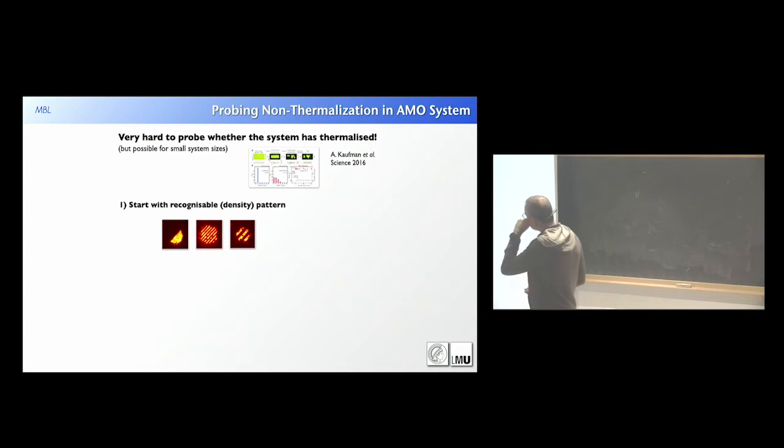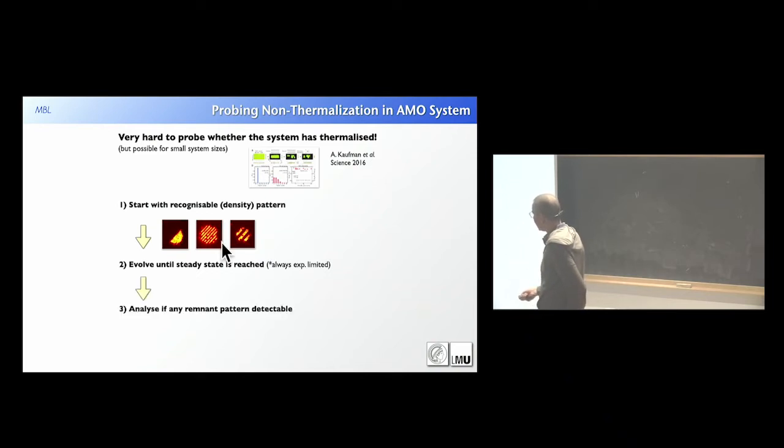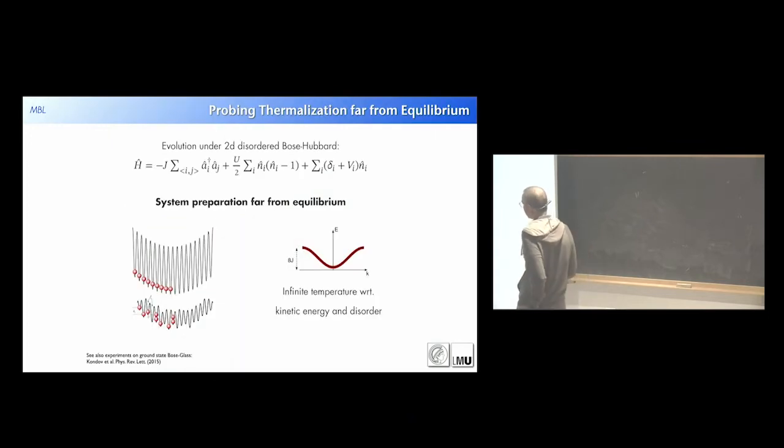All right, so what we're going to do now in the experiment, again, is start with some recognizable density pattern, which is the initial state, where we know this is not a thermal state. And we just let it evolve until we believe that some steady state is reached. Then we can analyze this remnant pattern and say if there's evidence for localization at this point or not.